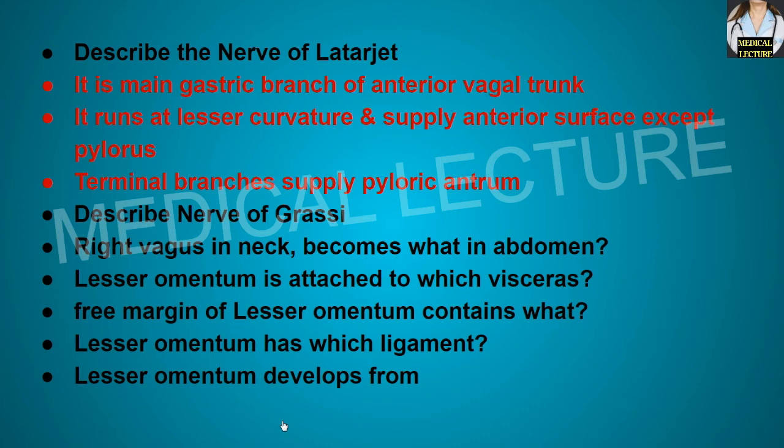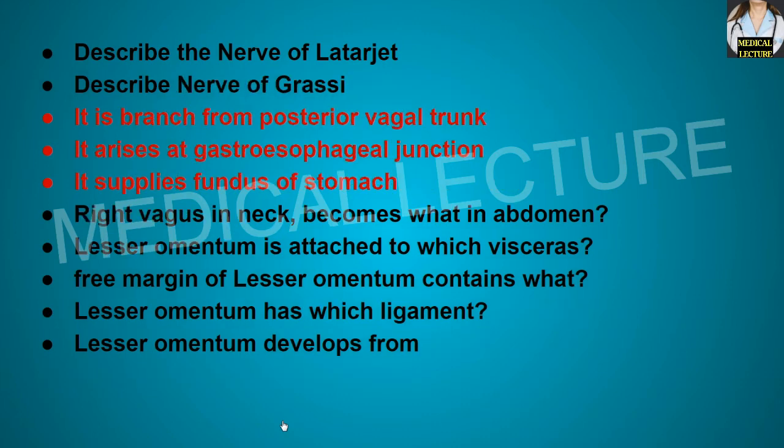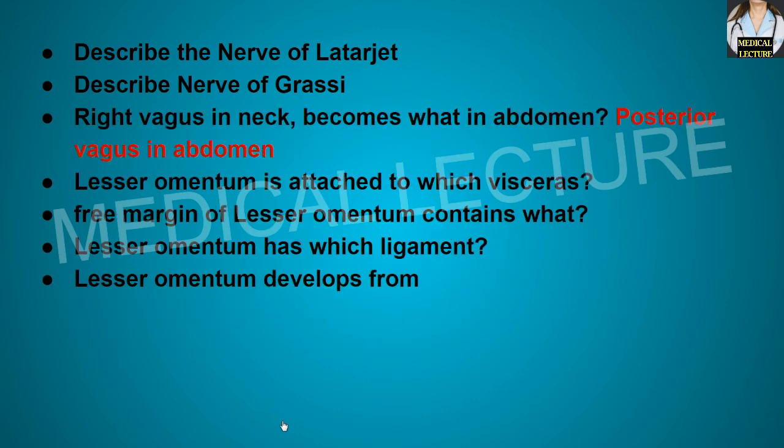Now describe the nerve of Grassi. The nerve of Grassi is a branch from the posterior vagal trunk, and it arises at the gastroesophageal junction. It supplies the fundus of the stomach. Right vagus in the neck becomes what in the abdomen? Right vagus in the neck becomes posterior vagus in the abdomen.